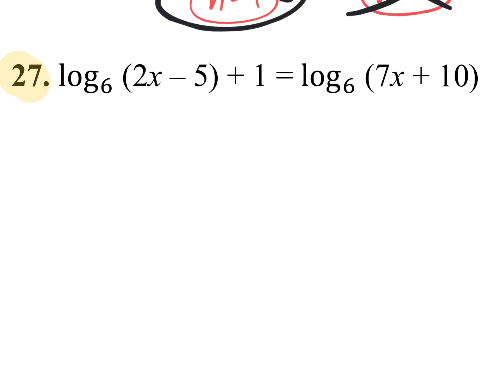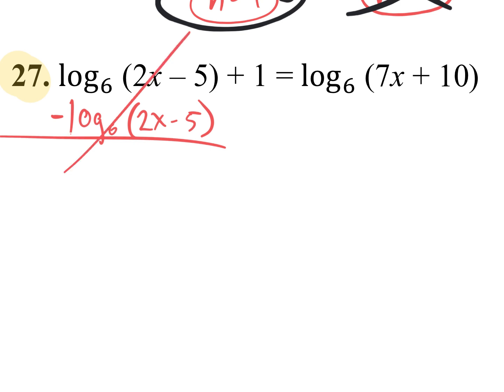In other words, I'm going to subtract log base 6 of 2x minus 5. That way, it cancels out. And what I do to one side, I do to the other side. I want to subtract log base 6 of 2x minus 5 over here. Now, of course, it's not like a number that you could subtract. We can't really do it yet. So what we're going to do is just rewrite what we have.